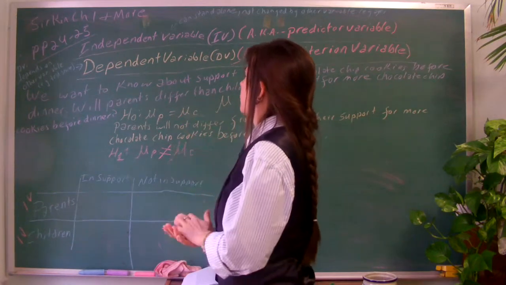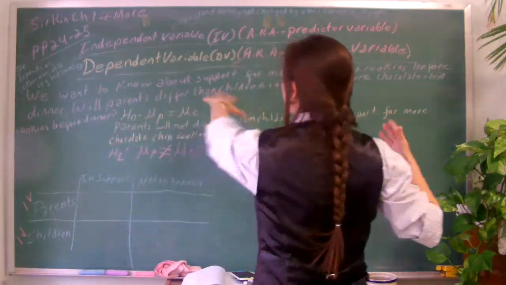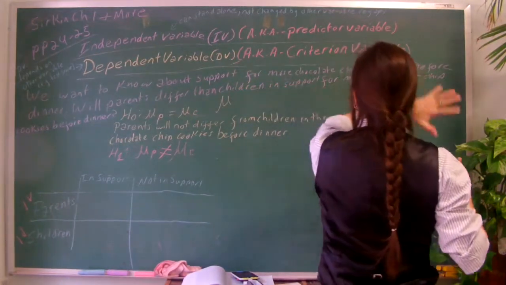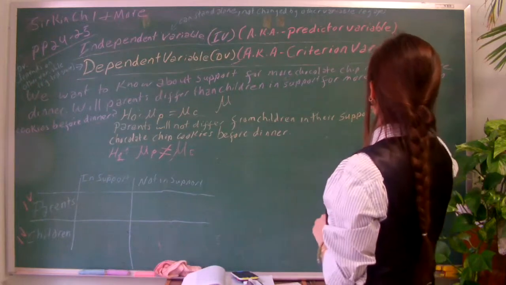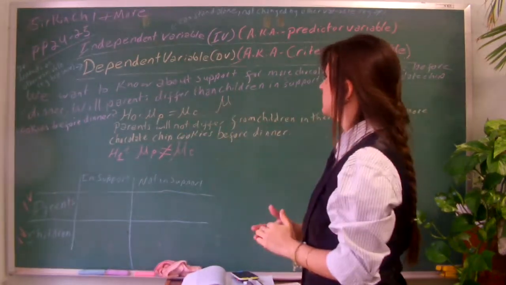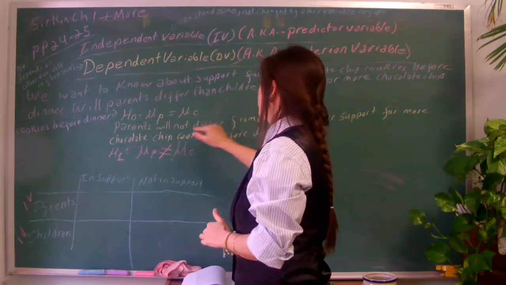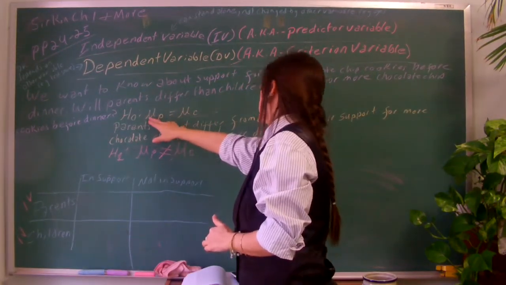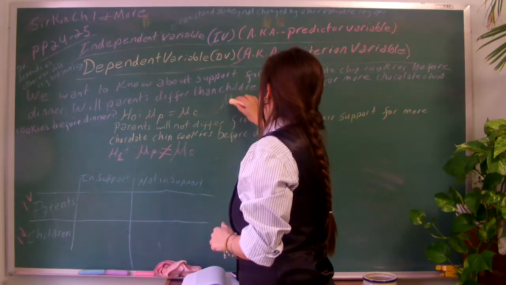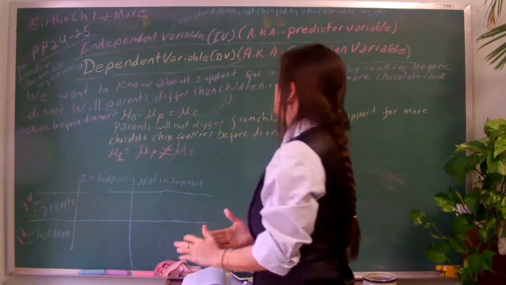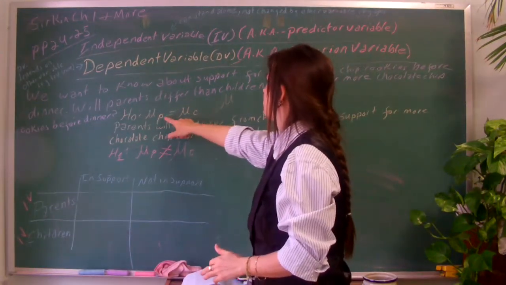For fun, let's look at a question. Let's pretend that we want to know more about support for more chocolate chip cookies before dinner. Do parents differ from children in their support for more chocolate chip cookies before dinner? Our null hypothesis is H subscript 0, with a mu symbol for population mean, which looks more like what I had written here. You can check in your textbook or on your computer.